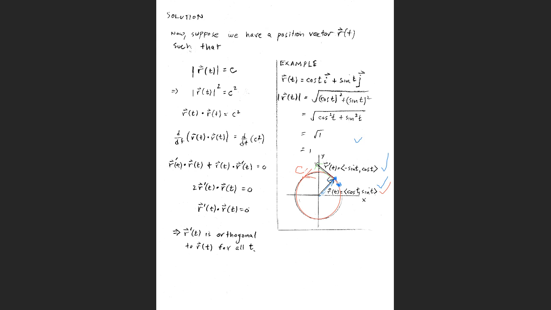Now we go to the proof. So on the left side, let's assume that the length of your position vector is constant. Okay. Well, you can square both sides of the equation. So you get the length squared is equal to c squared. But the length squared of a vector is equal to the dot product of the vector with itself.